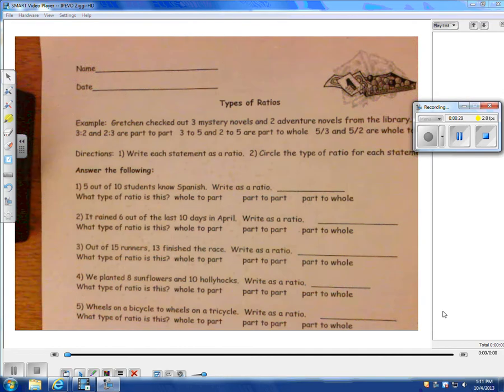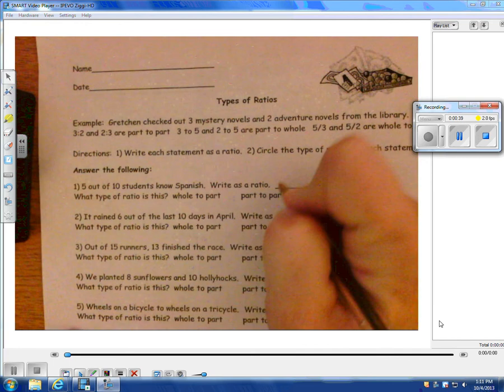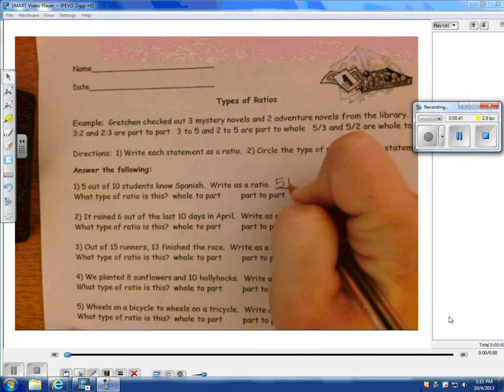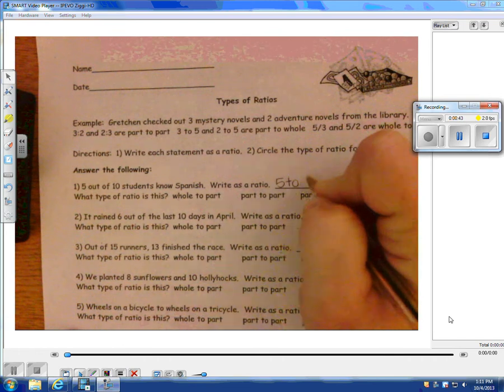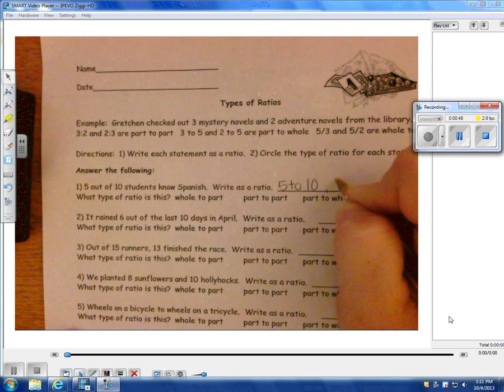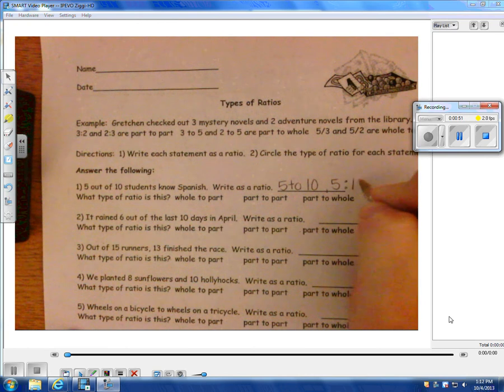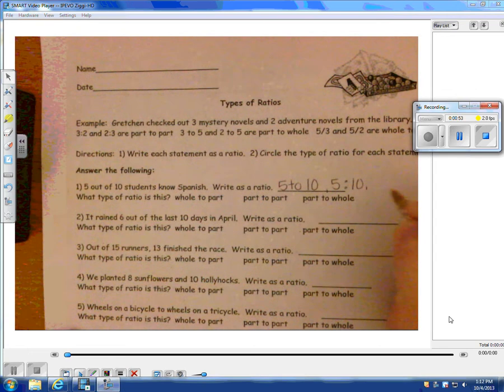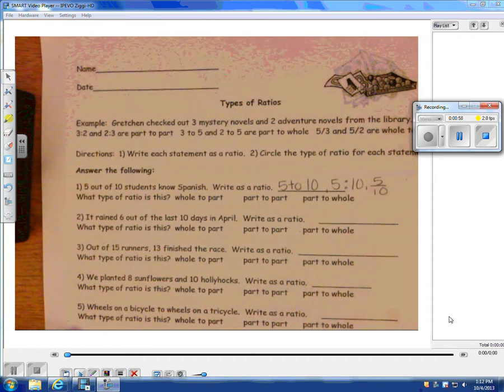5 out of 10 students know Spanish. Write as a ratio. There's a couple of different ways that we can write ratios. We can write it with the word to, so 5 to 10 students. We can write it with the colon, 5 colon 10, or we can write it in fractional form, which is going to be 5 over 10. And you only need to pick one of these ways when you're doing this homework today.